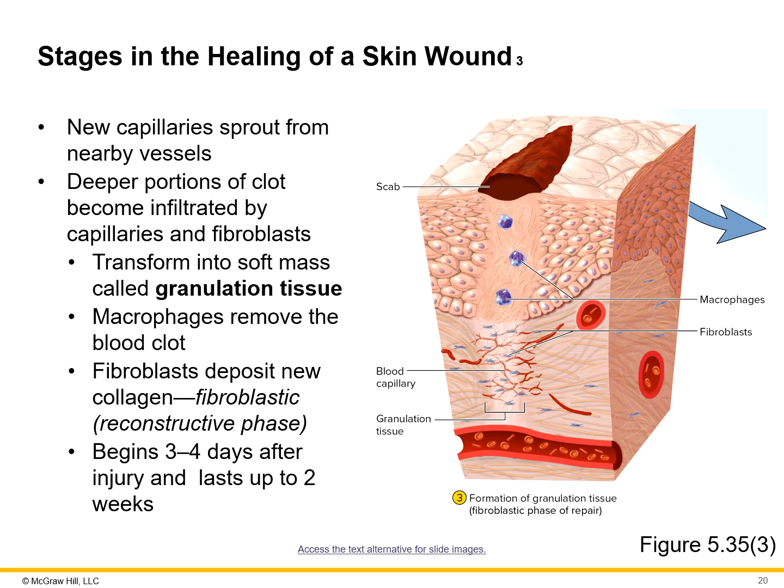Those fibroblasts are going to start to transform the tissue. They're going to start building new ground substance and laying down new fibers. When we have the transformation into a soft mass, that is called granulation tissue. The macrophages will continue to remove the blood clots while the fibroblasts deposit new collagen, and that is known as the reconstructive phase. This usually begins about 3 to 4 days after the injury, but it can last up to 2 weeks.